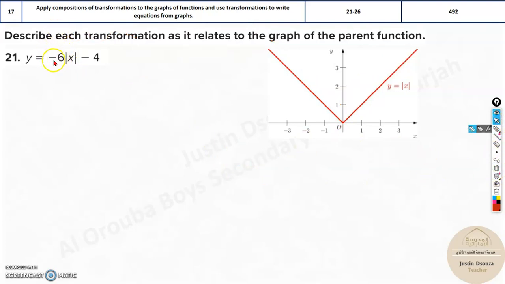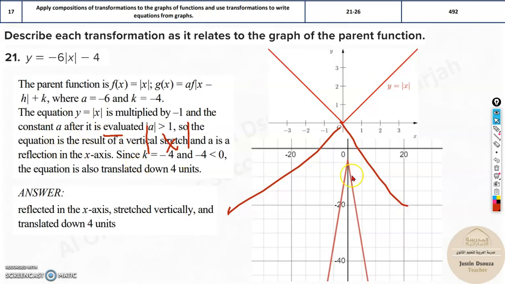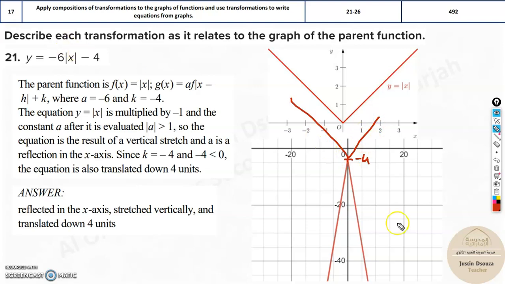But can you see this minus sign at the beginning? Whenever you have minus absolute x, this will reflect downwards. Now over here, ignore this for a while. Since it is minus, it will go downwards. And since it's minus 4, look over here. This is at minus 4, the starting point. It moved down. But since it's negative, it is going downwards.